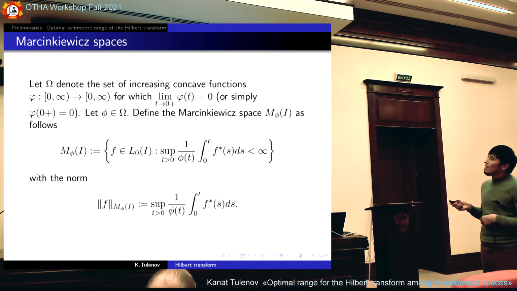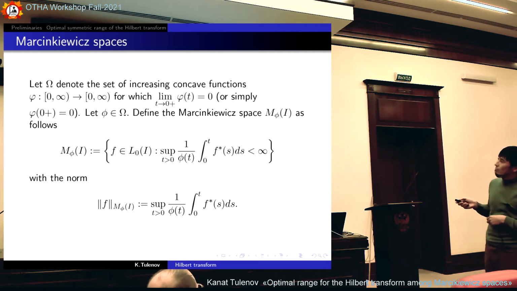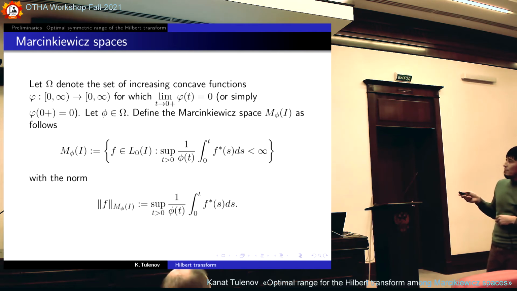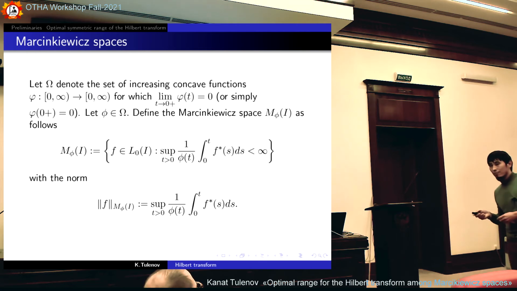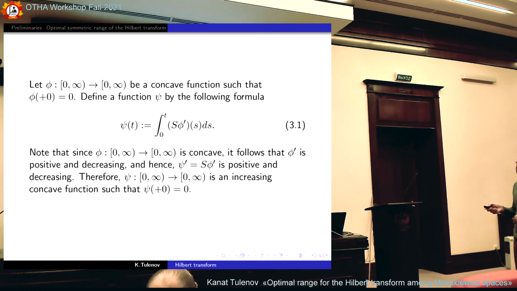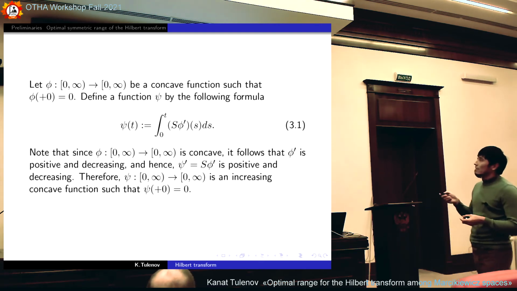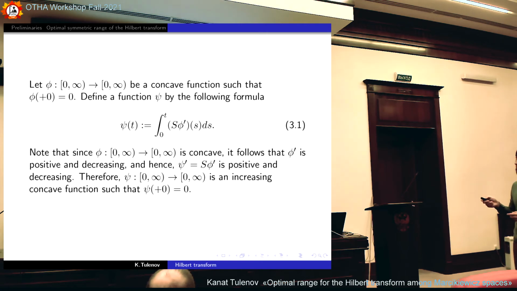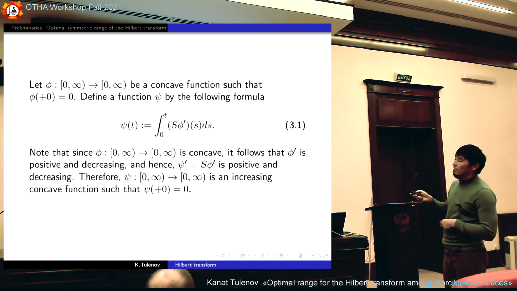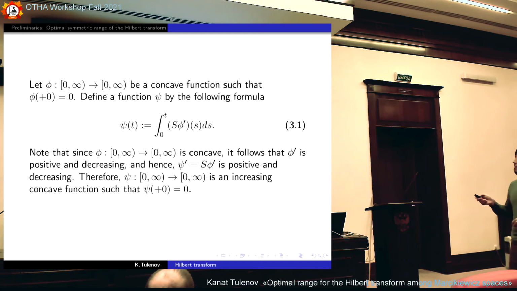The Marcinkiewicz space is defined this way. Similarly, phi is an increasing concave function satisfying this condition. Then we define the Marcinkiewicz space as follows. This is also an example of a symmetric Banach function space. If phi is a concave function satisfying this condition, then we define a function psi by this formula, where the operator S is the Calderon operator, which was defined in formula 1.1, I think.